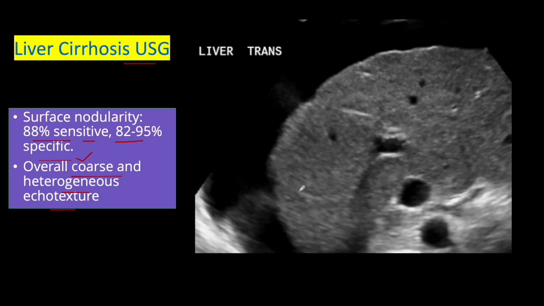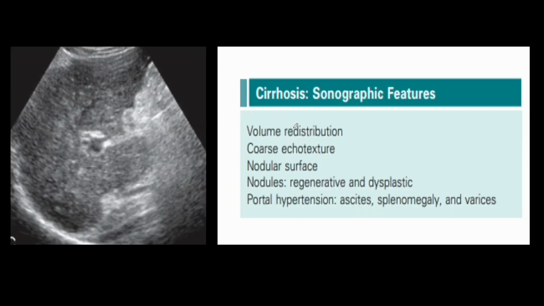Here in this diagram, this structure is the liver. Around this liver, you can see there is fluid collection. If you look at the margin of the liver, you can see it has a nodular surface. For visualization of the margin of the liver, you should use a linear high frequency probe. In liver cirrhosis, you can see volume redistribution. Volume redistribution means there will be atrophy of the right liver lobe and hypertrophy of the caudate lobe.